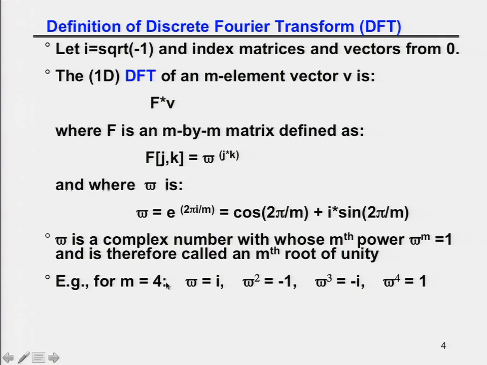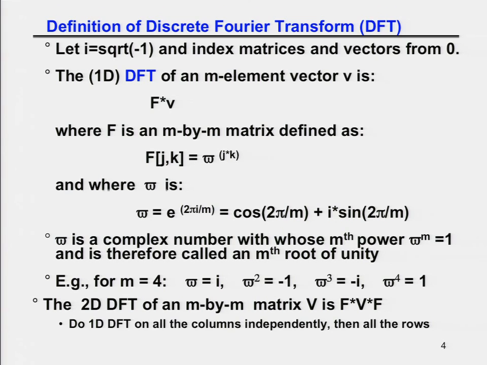In particular for m equals 4, the m-th root of unity is simply the square root of -1, and there are all the other roots of unity that are used. And so that's the one-dimensional case. I'm also going to do the two-dimensional case and higher.